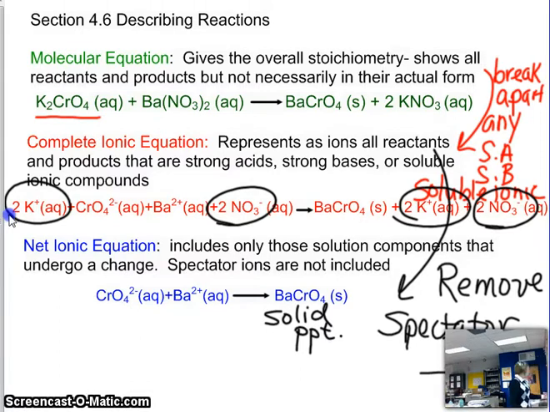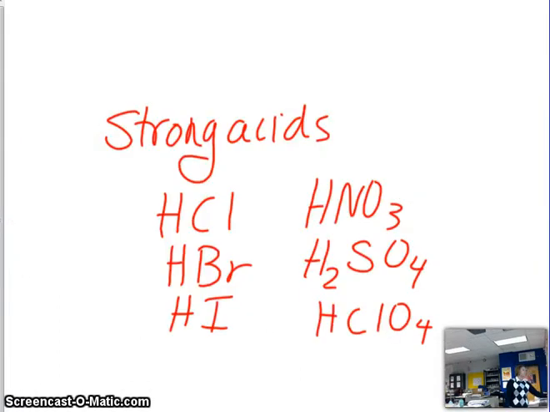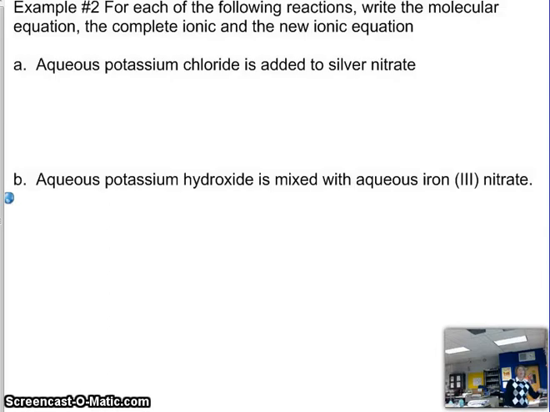Okay? So let's try a couple of these together, and then I'll have you try a couple on your own, and you could bring those in tomorrow, and we'll start there. So aqueous potassium chloride is added to silver nitrate. You want to start with the molecular. The same thing we've always done.